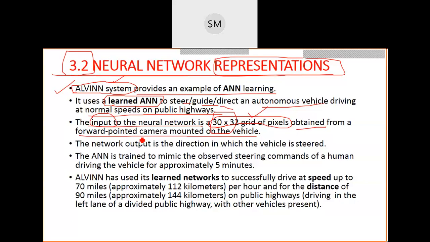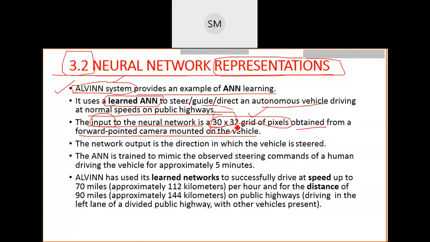Based on this input, the machine, this algorithm system, is going to decide whether I have to rotate my steering towards the right side, or keep my steering straight, or rotate my steering to the left side. All these decisions will be taken by this algorithm system. Now I think you got what input we have to give to our system.